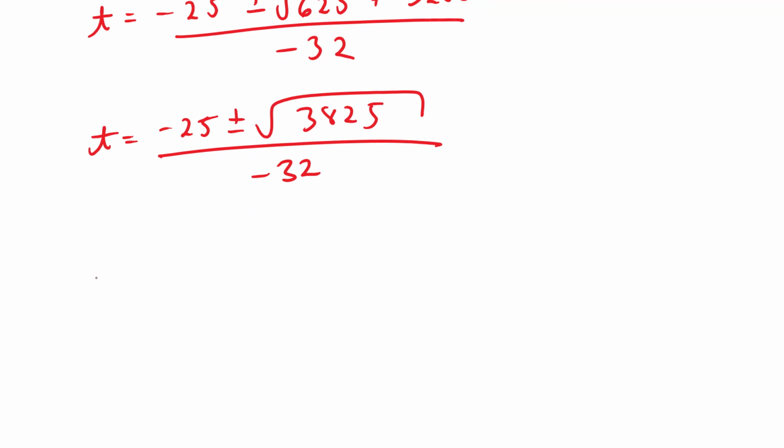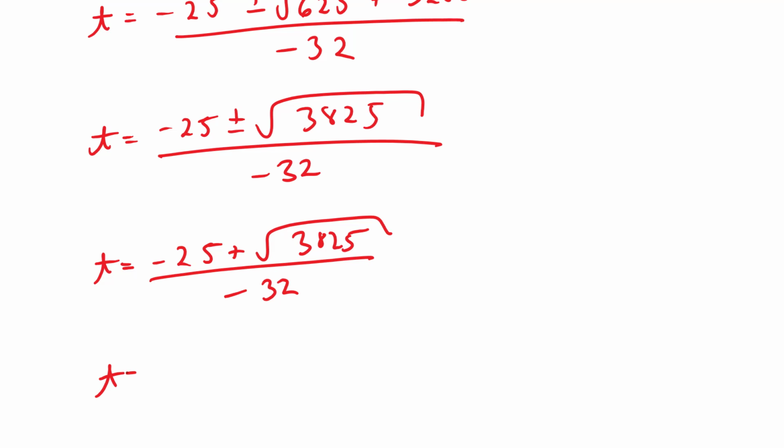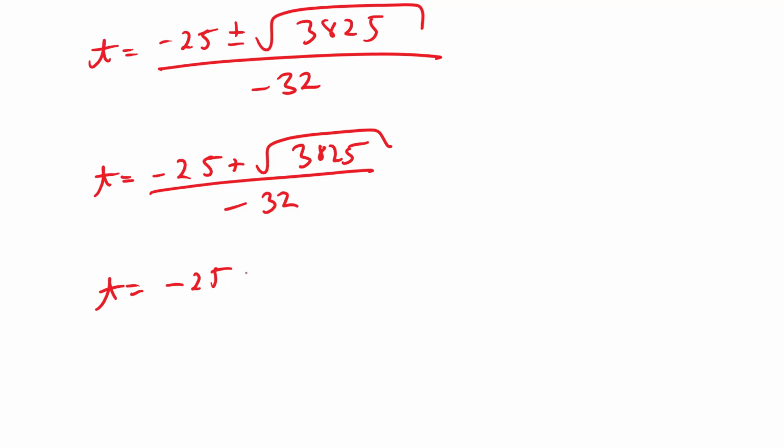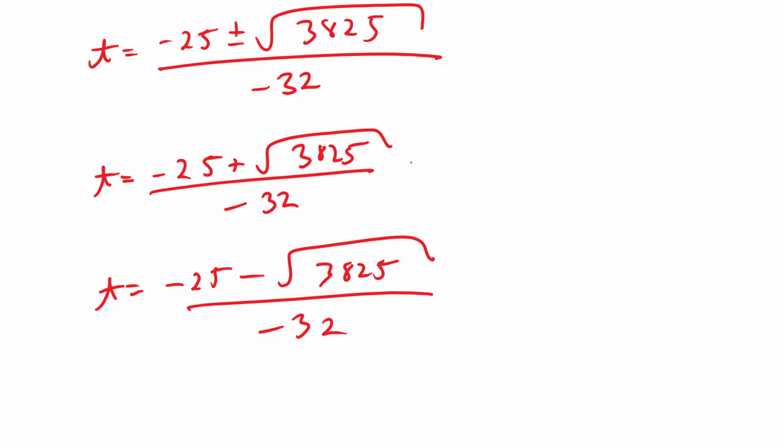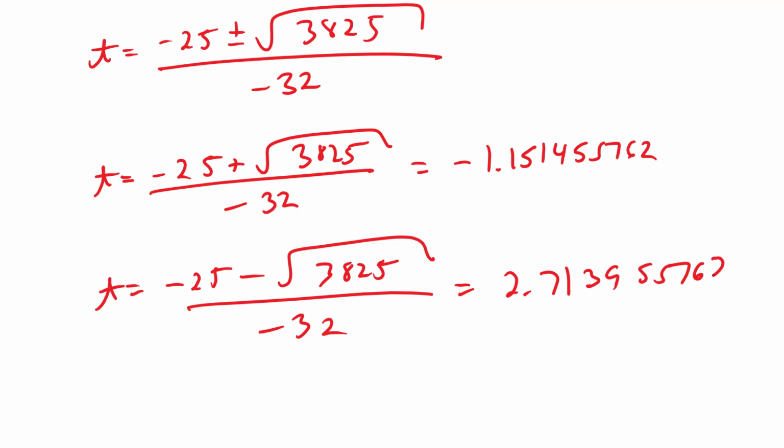So there'll be two correct answers to this. t is equal to negative 25 plus this large square root divided by negative 32, and t is equal to negative 25 minus the square root of this number divided by negative 32. There are two correct answers here. However, one of them is negative, so we will say this one is invalid.